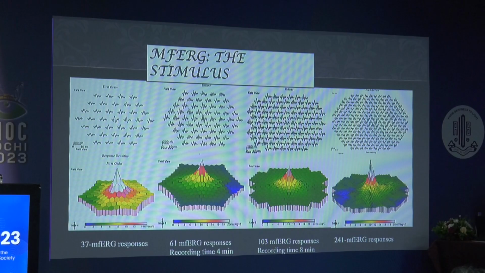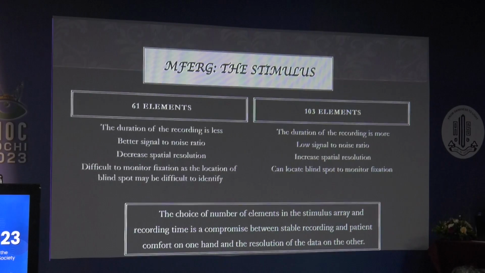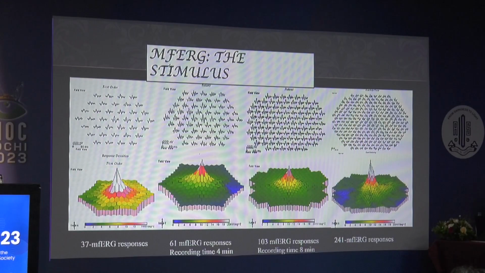And this is the kind of response that you get. You get a trace array. Trace array means small ERGs from each hexagon are given, and the topographical map gives you a distribution of how the response is in the center and how it is in the periphery. As you saw in the previous slide, here on this side they had only 61 responses, then you had 37, then you have 103. So the number of responses can be different.